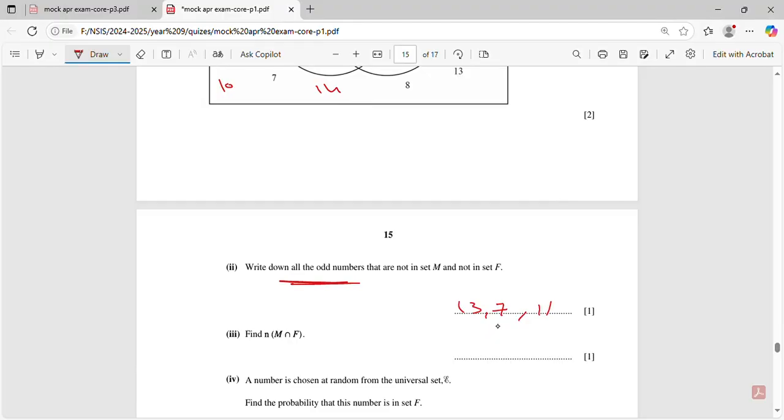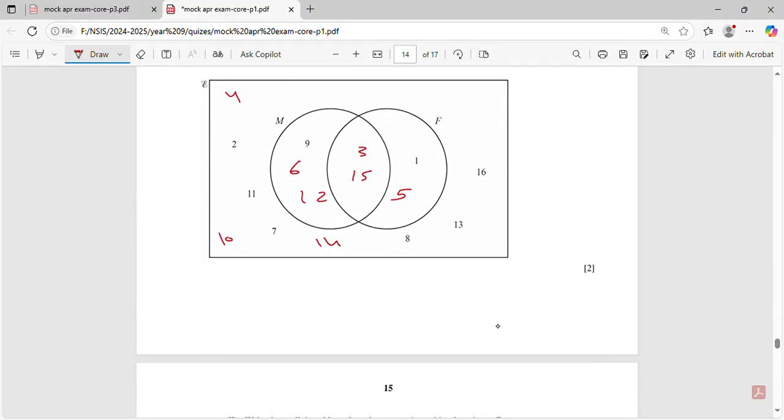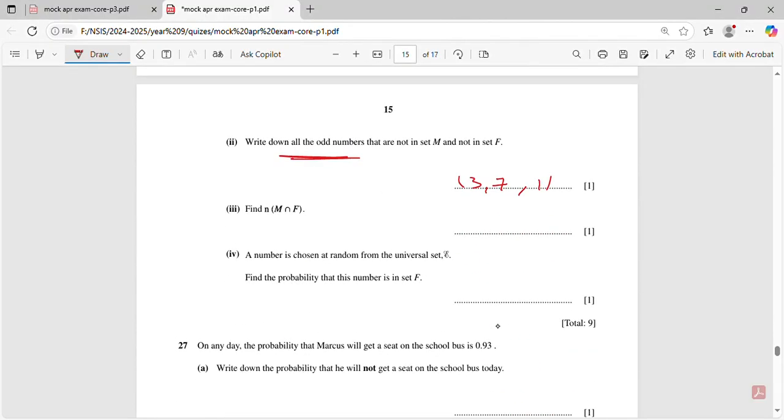Now, the element of intersection, how many intersection we have? 2. So I have to write their numbers only. I cannot write the element, because he mentioned this symbol, which represents the number of elements.